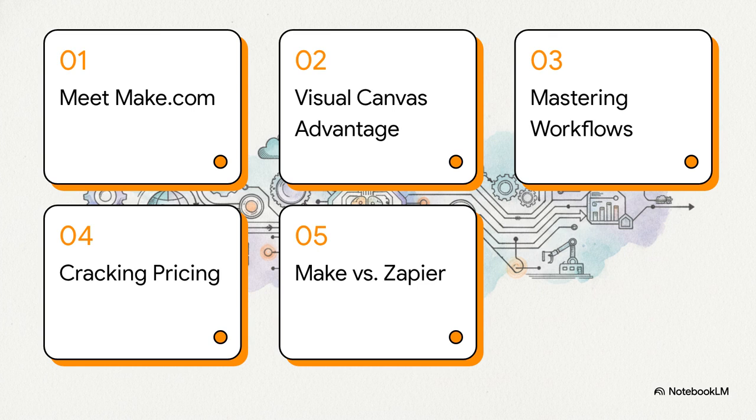We've got a really packed agenda mapping out what we call the builder's journey today. We're going to start with meet make.com, then move into the visual canvas advantage, look at mastering advanced workflows, and spend some time cracking the pricing code. Finally, we'll wrap up with the big one, Make versus Zapier.